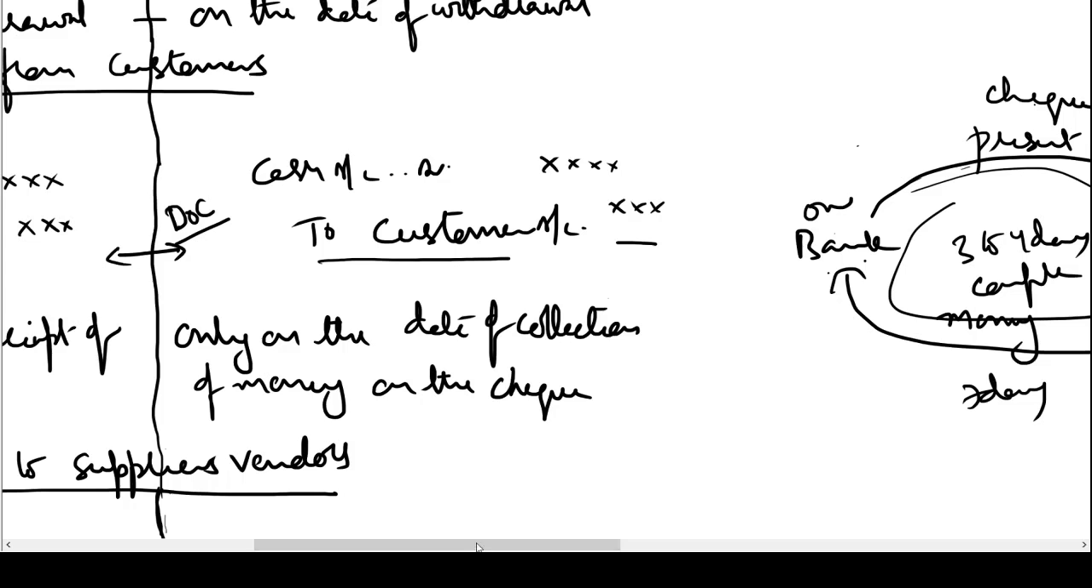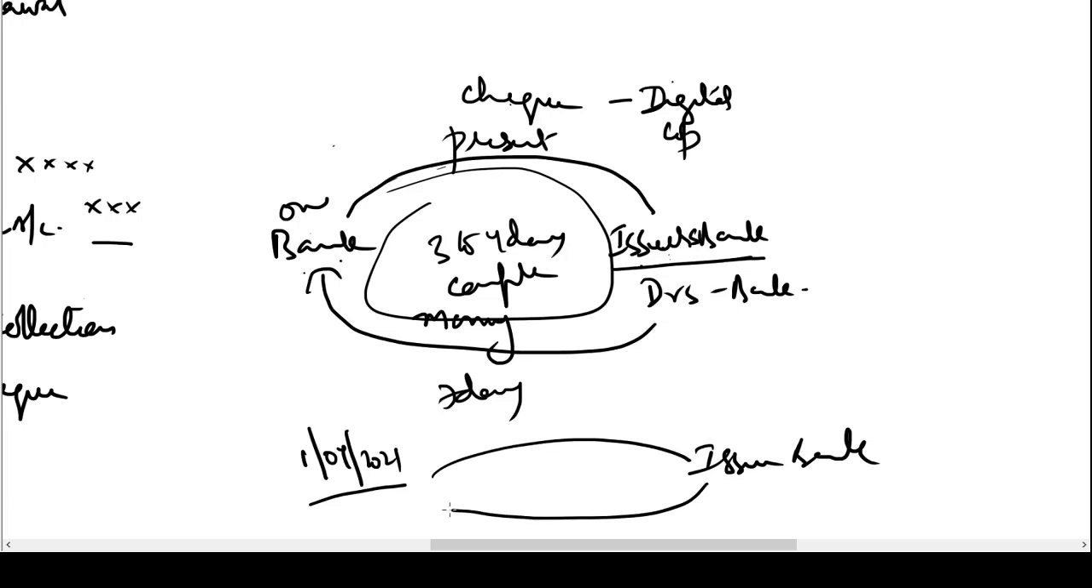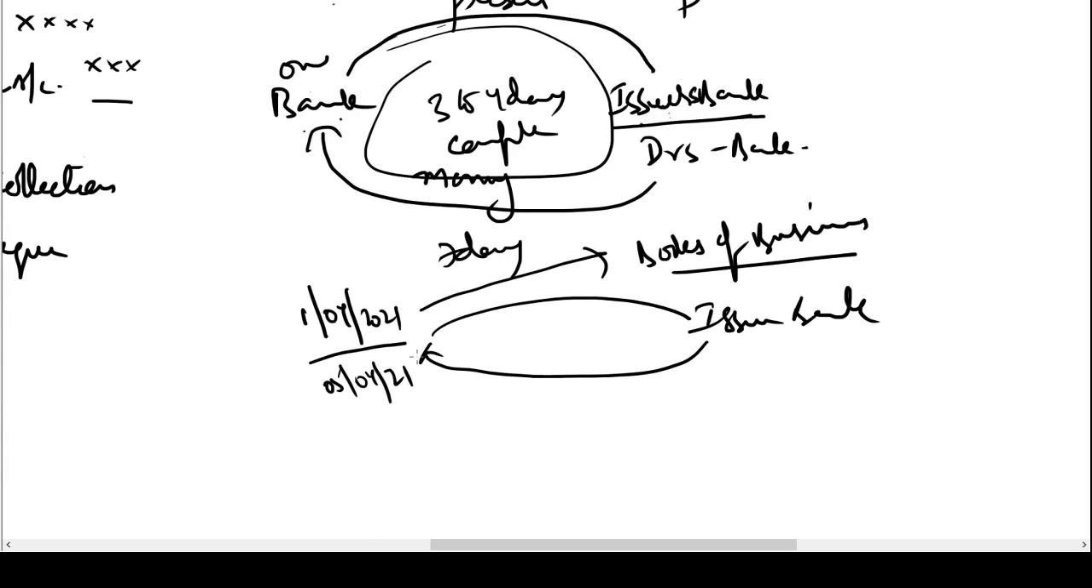Let us assume we received the check on 1st April and on the same day we have deposited the check in the bank. The check is presented to the issuer bank and money comes to us on 5th April. Now, in the books of the business, the entry is recorded on 1st April itself, whereas our bank will record the entry only on 5th April, that is the date of collection.